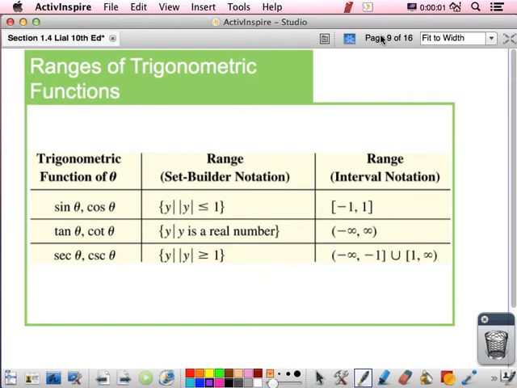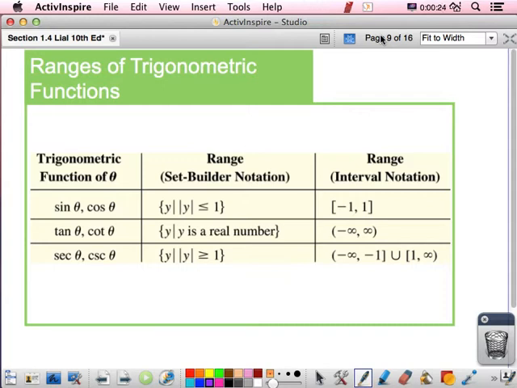The ranges of the trig functions. And what that means is we want to know what are the possibilities for an answer to a trig problem. You know, what do they look like? We know they're numerical, but we want to know what the possibilities are. Can it be any number? Or is there a set of numbers that it can be?